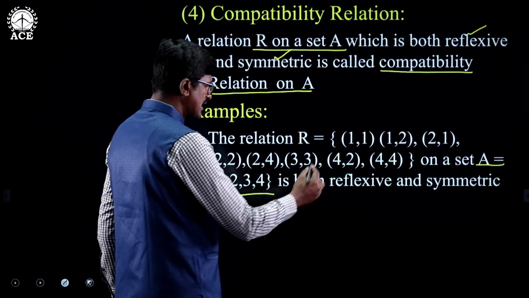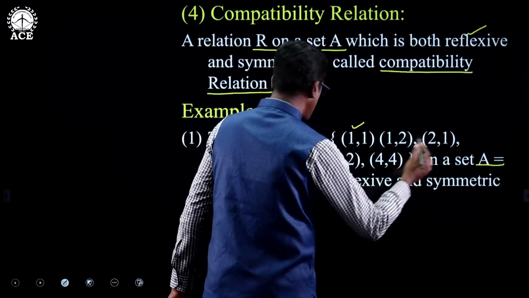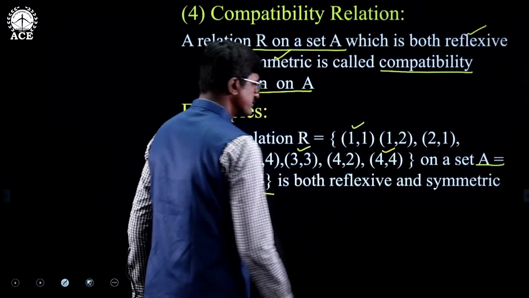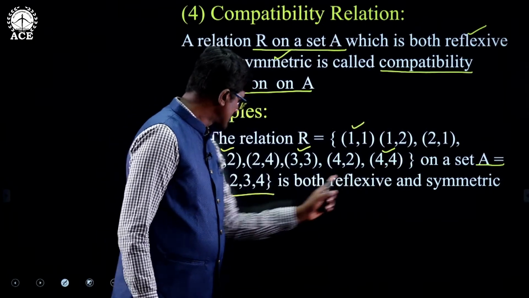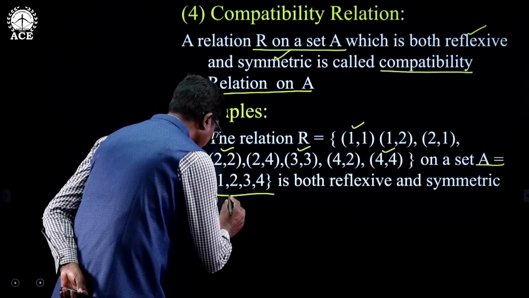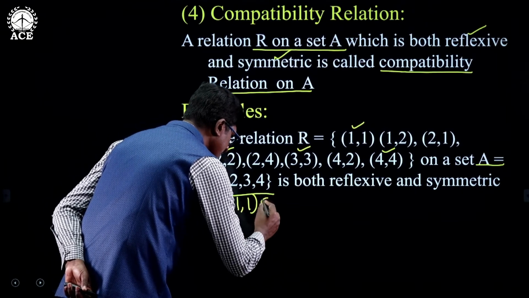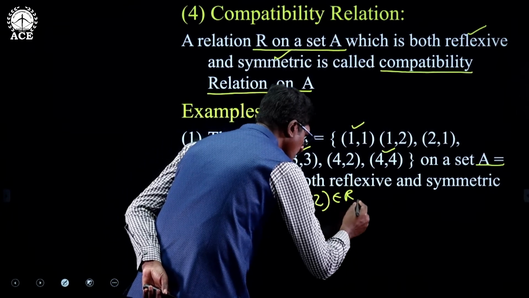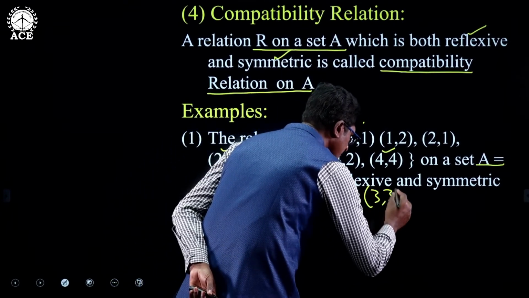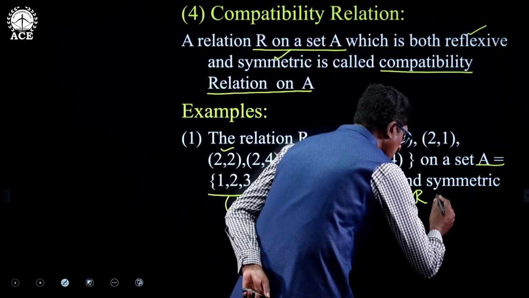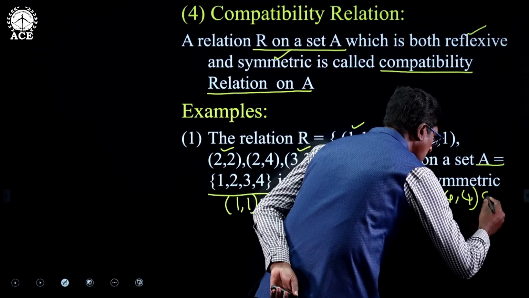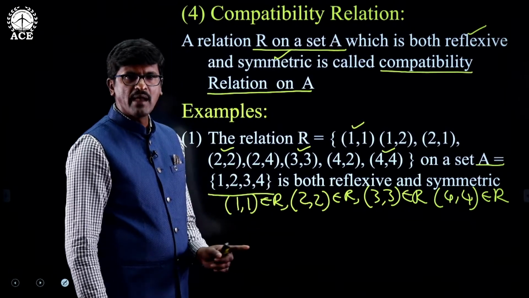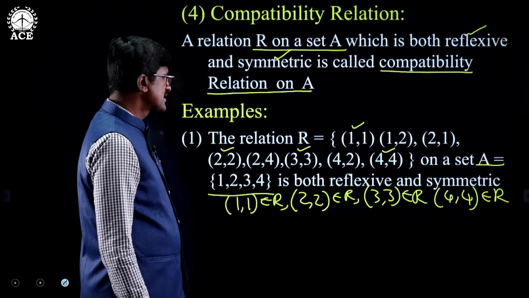Now first, there is (1, 1), there is (2, 2), there is (3, 3), there is (4, 4). That means for every element in the set A, there is (1, 1) belongs to R, (2, 2) belongs to R, (3, 3) belongs to R, and (4, 4) belongs to R. That is, every element in set A is related to itself. Therefore, this relation is reflexive.